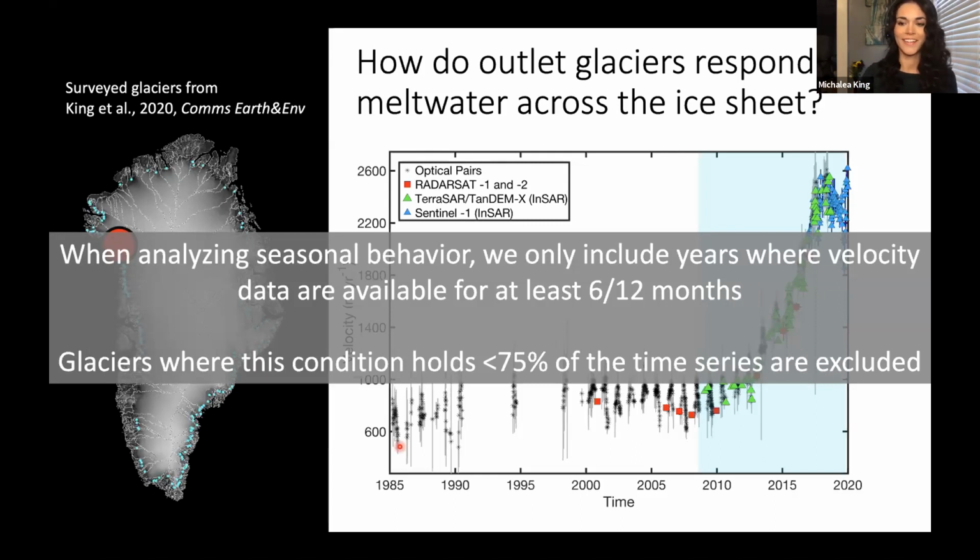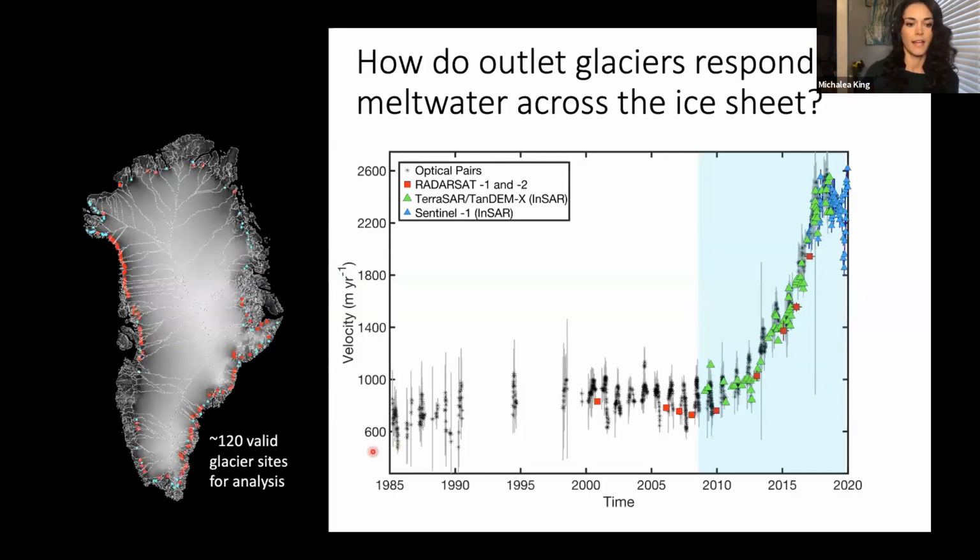So given those initial criteria, I then end up with about 120 glaciers. So a little over half of my initial sample size are included in further analysis. And those are represented in the red dots on the left. Although I've decreased my sample by about half, most of the really large glaciers are still included. So the glaciers that I will go on to talk about in the rest of the talk represent about 80% of the total ice sheet flux. So we're capturing most of the glaciers that are really the big contributors to dynamic ice losses from the ice sheet.